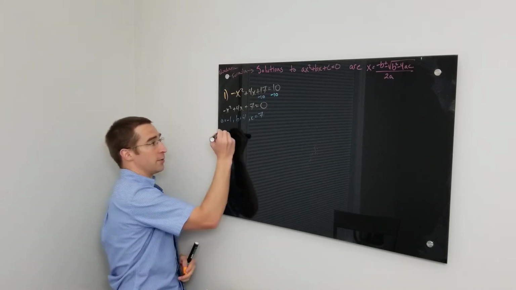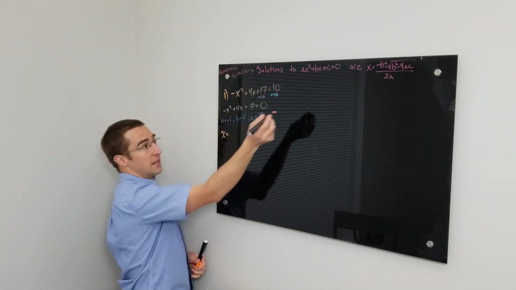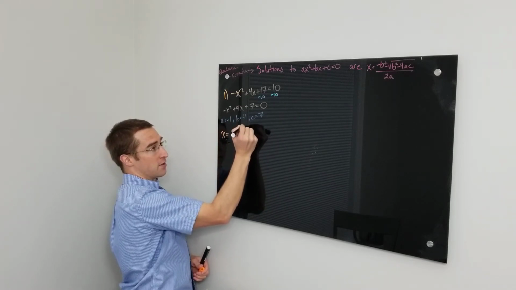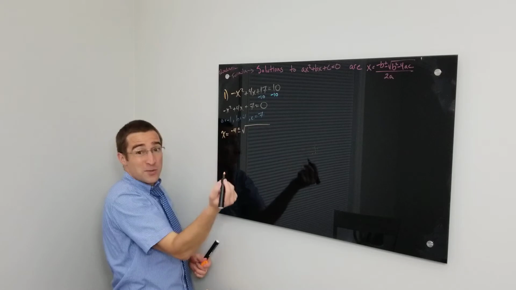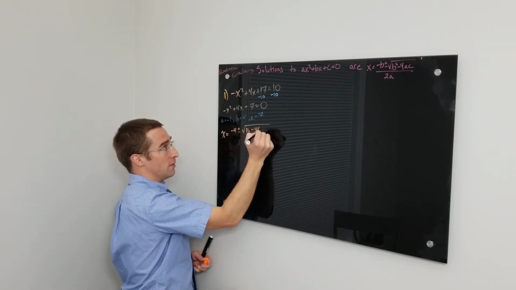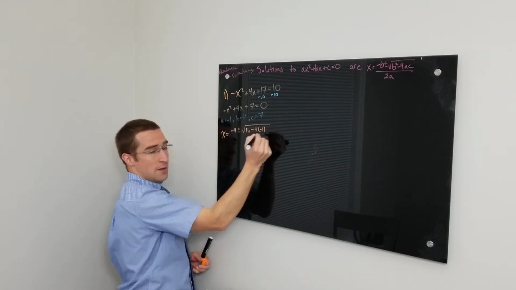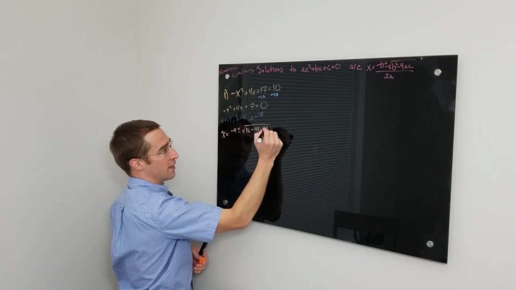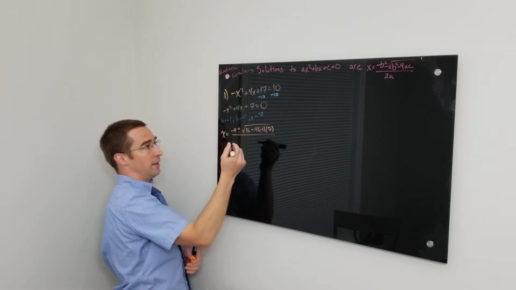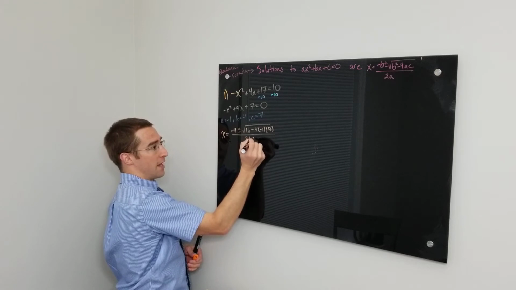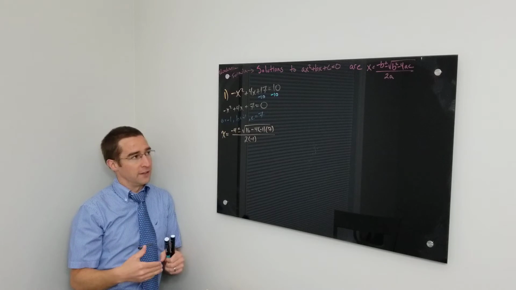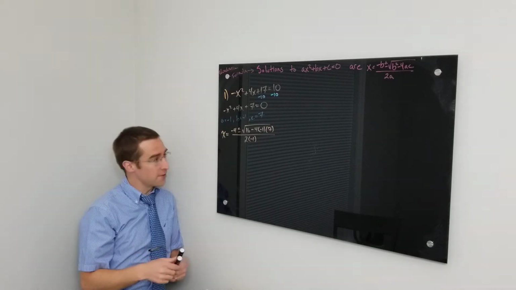So x equals, my solutions are going to be the opposite of b, so negative 4, plus or minus the square root of 4 squared, which is 16, minus 4 times a, which is negative 1. Remember, we put that in parentheses. And then times c, which is 7. And then it's all divided by 2 times a, which is 2 times negative 1 in this case.